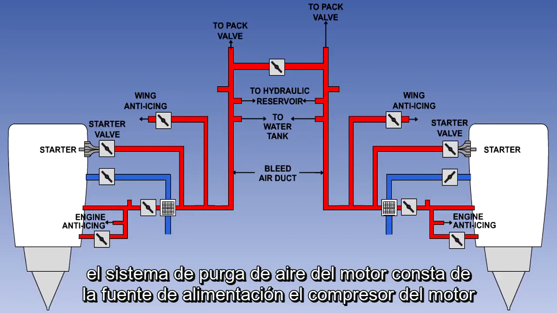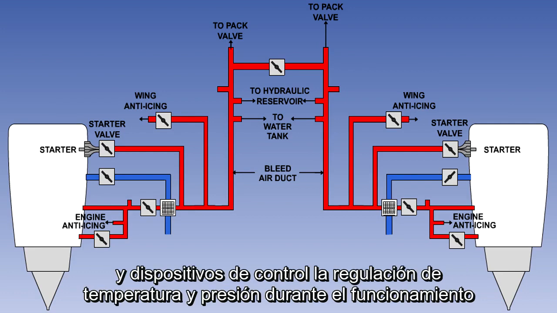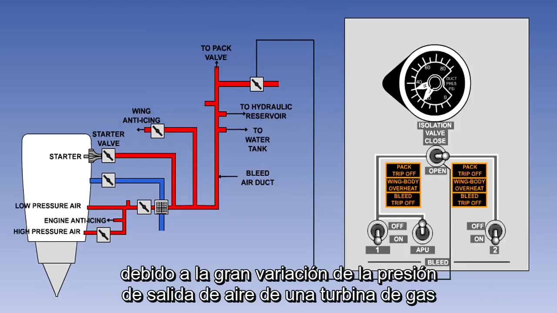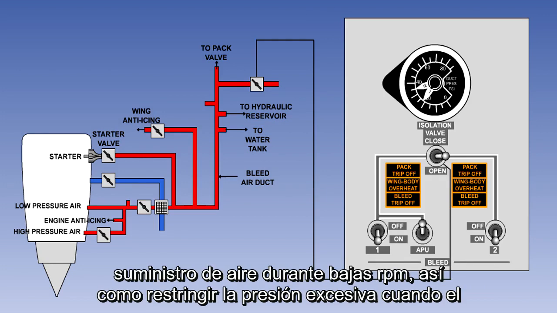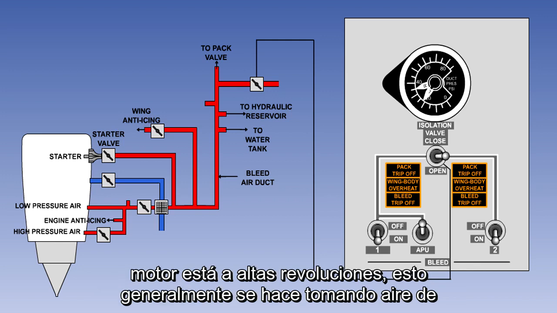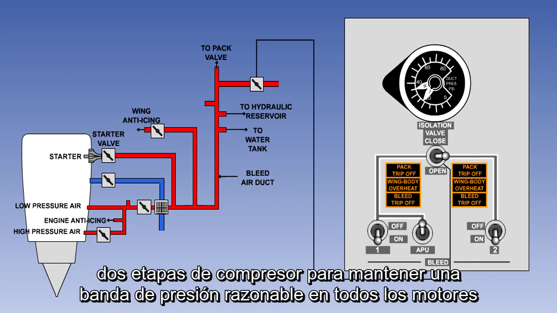The engine bleed air system consists of the power source, the engine compressor, and control devices for temperature and pressure regulation during operation. Because of the great variation of air output pressure from a gas turbine engine between idle and maximum RPM, there is a need to maintain a reasonable supply of air during low RPM, as well as restricting excessive pressure when the engine is at high RPM. This is usually done by taking air from two compressor stages to maintain a reasonable pressure band at all engine speeds.